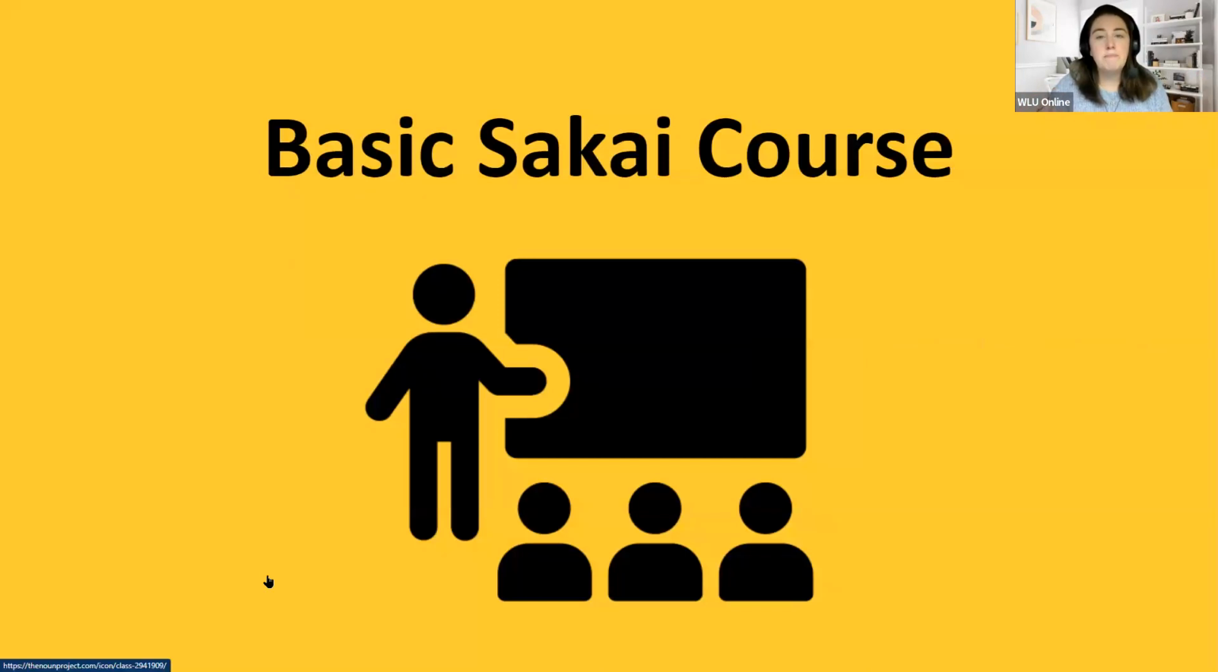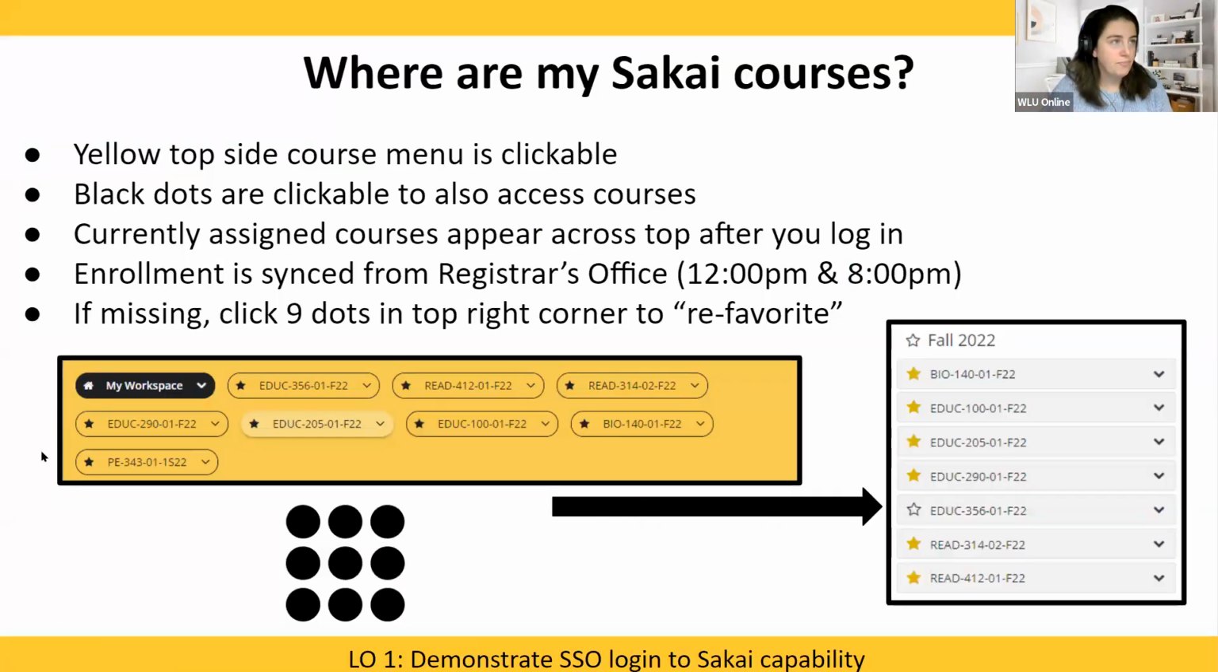So let's get into a basic course. Your Sakai courses are whatever you're currently enrolled in and the ones that you've had in previous semesters. There is a yellow banner across the top, and these are your courses that are across there. You can click on any one of these, or you can also get to this 9 dot menu on the top right corner, and you can see all your classes that you've had previously.